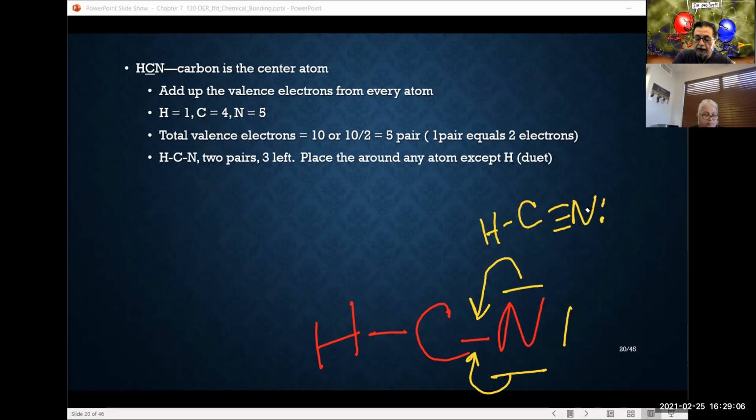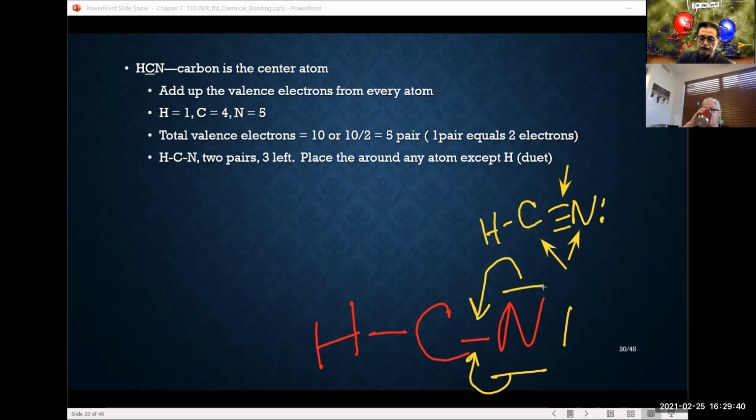8 valence, 8 electrons. Three pairs, or 6 of them, are being shared with the carbon. Okay, they're being shared. Right here, those triple bonds, those 6 electrons are being shared by the carbon and the nitrogen, totally being shared. So they can count for the carbon and the nitrogen as you count them.